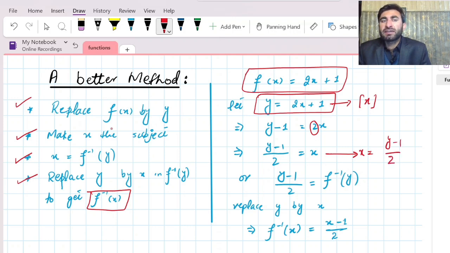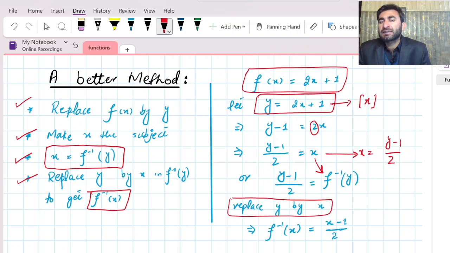Now in the third step we said to replace x with f inverse of y. So I replaced x with f inverse of y. This is f inverse of y while we needed f inverse of x. So we replaced y by x, and we get f inverse of x is equal to x minus 1 divided by 2. And this is the same inverse we already obtained at the beginning of this video.